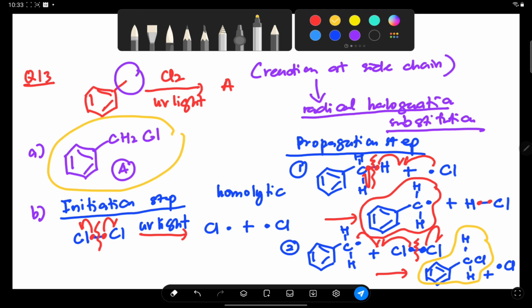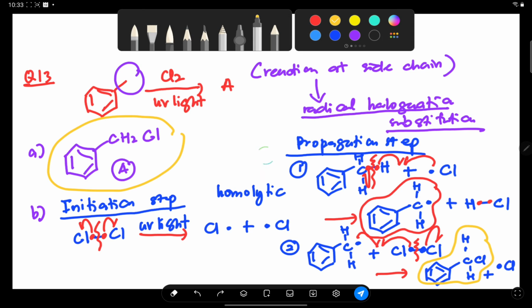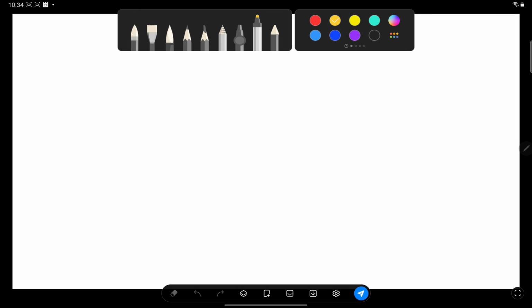Okay, it is important that you need to terminate the reaction. Why? Because radical halogenation substitution will proceed until all the hydrogens at this carbon are substituted with Cl. We do not want it to become chlorine here and chlorine here. So we need to terminate. How do we terminate? The termination step.